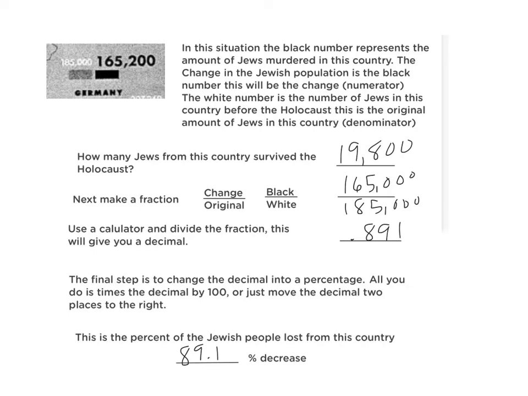Now we're going to make a fraction. We have the number of Jews murdered, or the change, 165,000, divided by the original, which is 185,000. And we're going to divide those. That gives us 0.891, and the percent of Jewish people lost from the country after we multiplied by 100 would be 89.1% decrease.